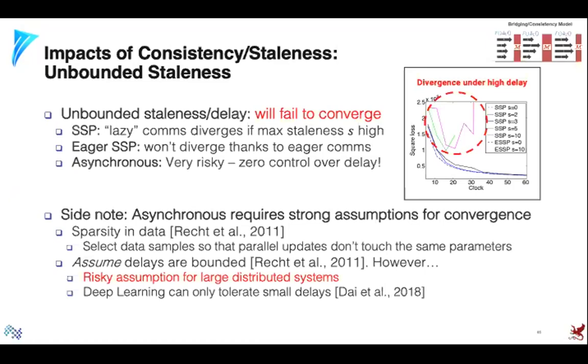So that was a bit of a complex statement to unpack. But basically it's saying that if I have a sparse model and the updates touch different parts of the sparse model, then asynchronous is safe. But that requires your model to be sparse. Another assumption is that the delays are upper bounded in practice, but that's never a good assumption for large distributed systems because of the transient straggler effect. And as we'll see soon, deep learning is fairly intolerant of even medium-sized delays.